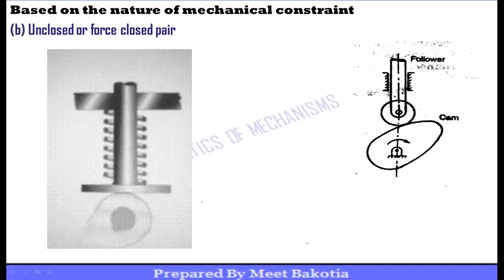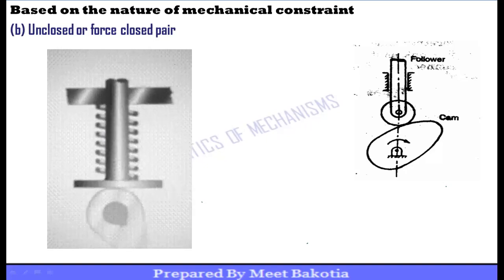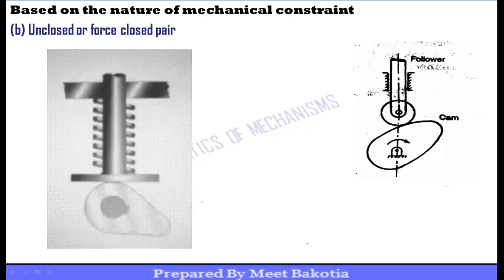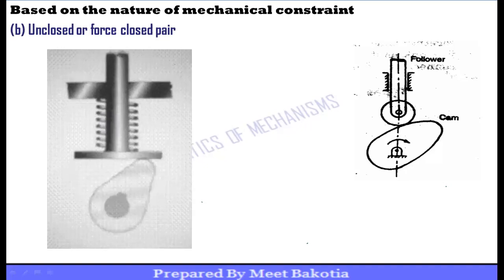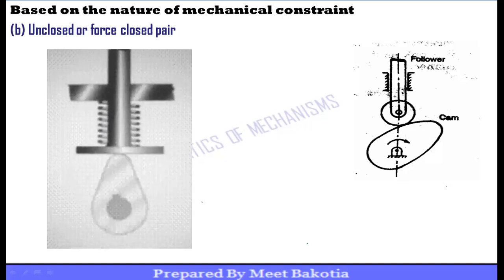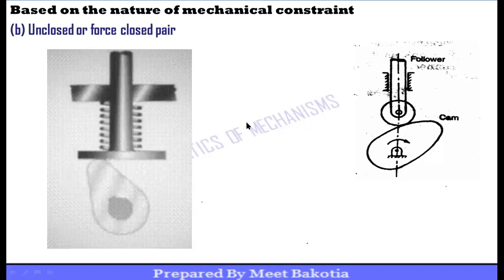You can see this, right? Because the cam and follower are held together by forces exerted by the spring or gravity only, right? And not mechanically. So this was the classification of the kinematic pair.